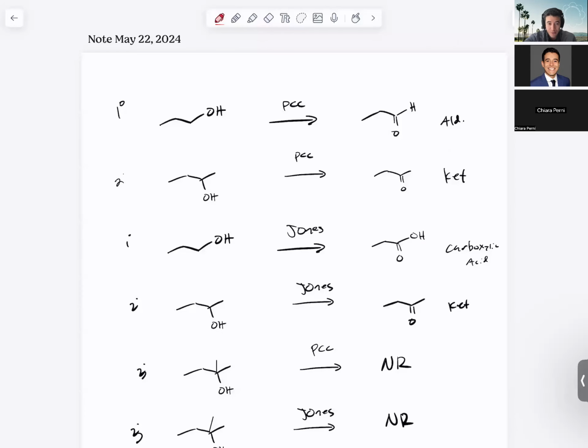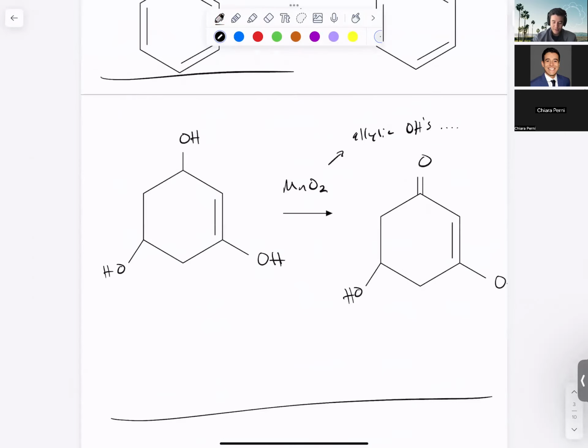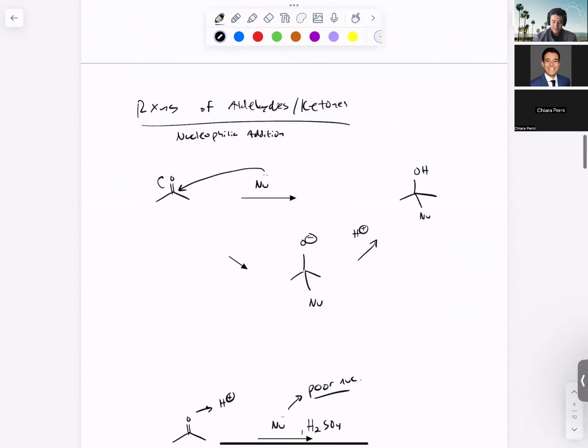Okay. All right, so more aldehydes, ketones, carbonyl reactions, nucleophilic addition. Any questions or anything at the beginning before we do get started? No, not so much.